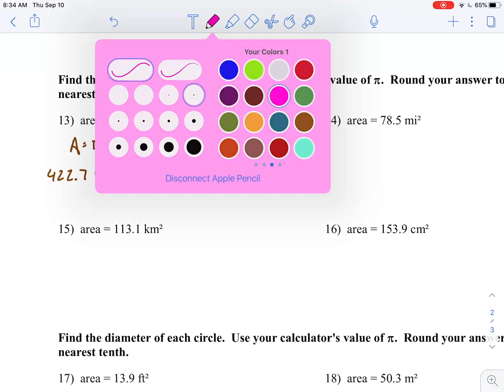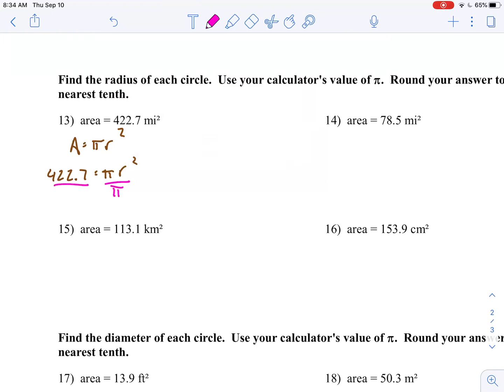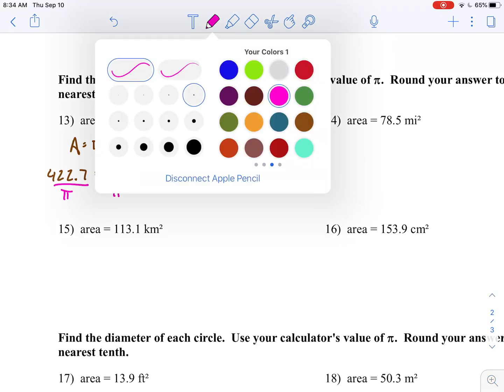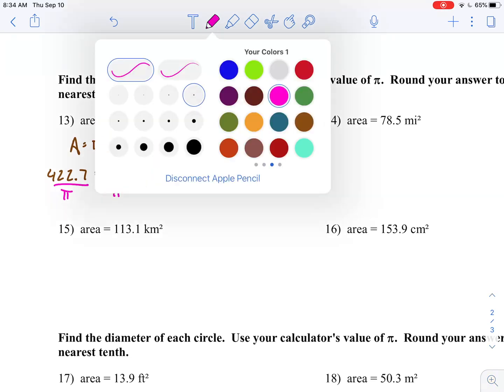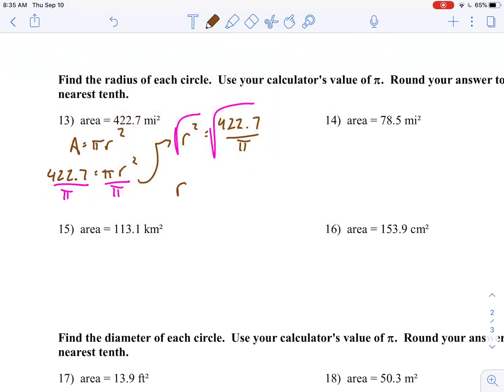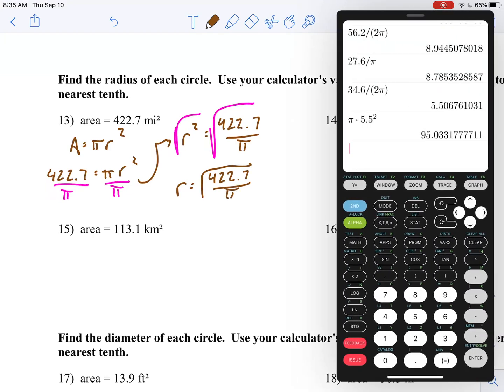So I have to do two things here to solve for r. First, I have to divide by pi. Now this will give me the value for my radius squared. But to solve for the radius, I have to take the square root. So the radius has a value of the square root of 422.7 divided by pi, which I can go ahead and put right in my calculator.